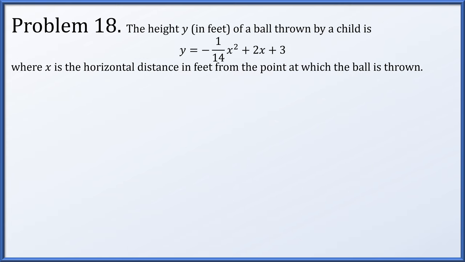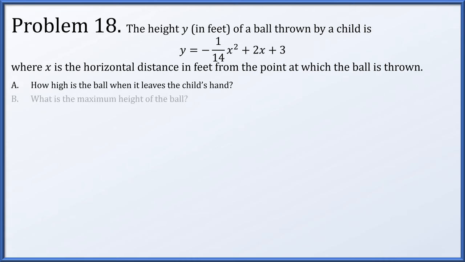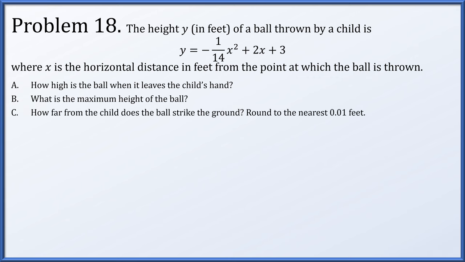Next up, the height of a ball thrown by a child is given by y equals negative 1/14 x squared plus 2x plus 3, where x is the horizontal distance in feet from the point at which the ball was thrown. Okay, how high is the ball when it leaves the child's hand? What is the maximum height of the ball, and how far from the child does the ball strike the ground, rounded off to two decimal points?